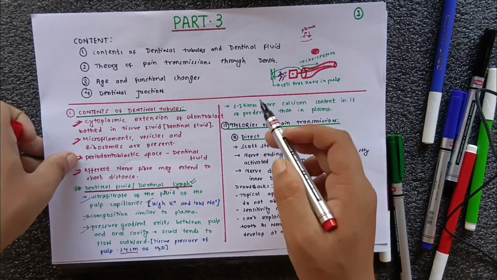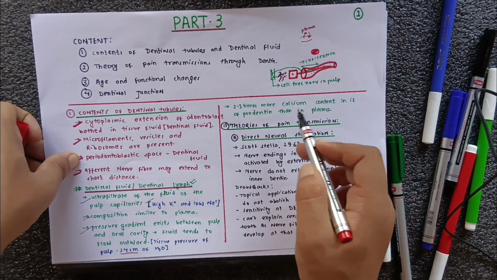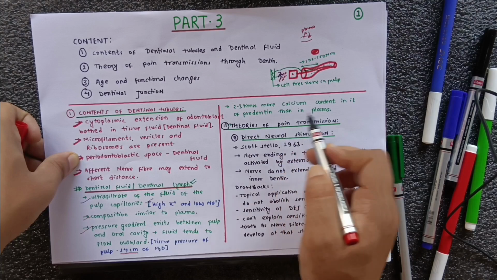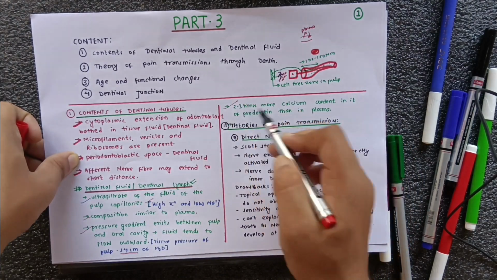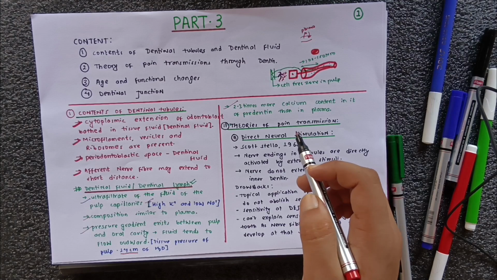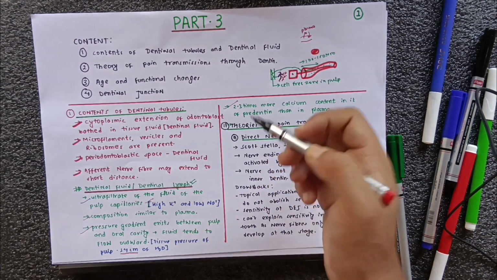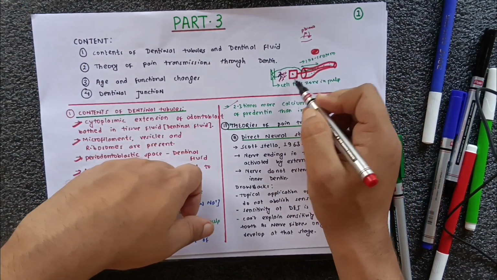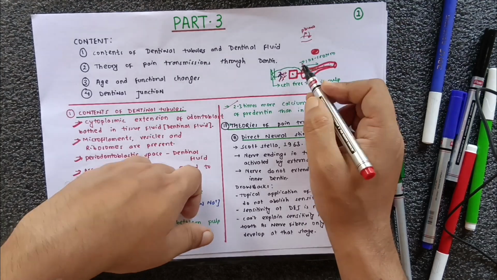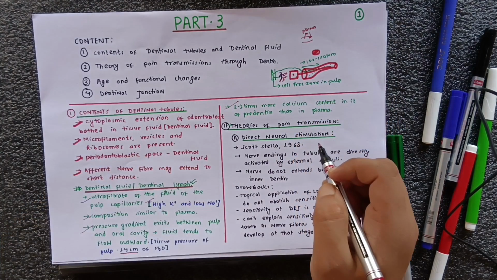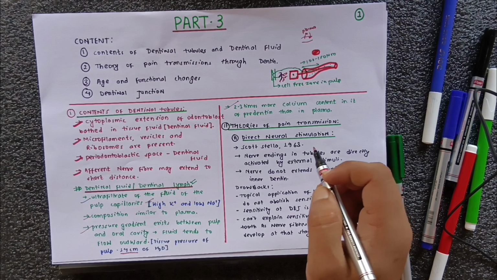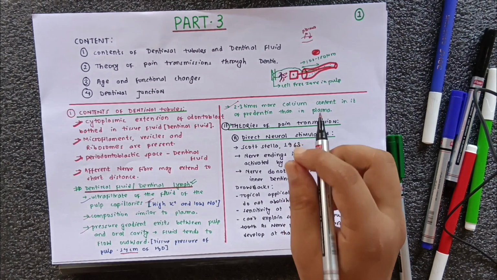After that, 2 to 3 times more calcium content is present in the predentin. So what it is telling us is that there is 2 to 3 times more calcium content. If this is an odontoblast, the dentin layer that is just adjacent to the pulp is the predentin. As I discussed in my previous video, it is an unmineralized matrix layer.